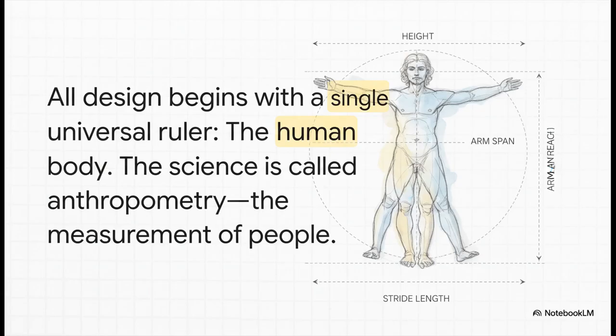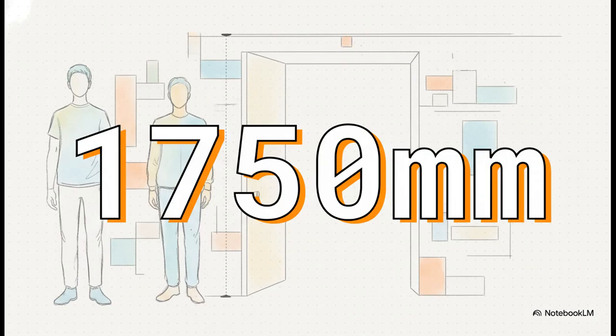The official term is anthropometry, fancy word for just measuring people. From Leonardo da Vinci's famous Vitruvian Man all the way to modern ergonomics, the first step is always to measure ourselves: how tall we are, how far we can reach, how long our stride is. Let's make this real. See this number? 1,750 millimeters? That's about 5'9", and it represents a person's average standing height. This is one of the most basic, most foundational data points in all of architecture.